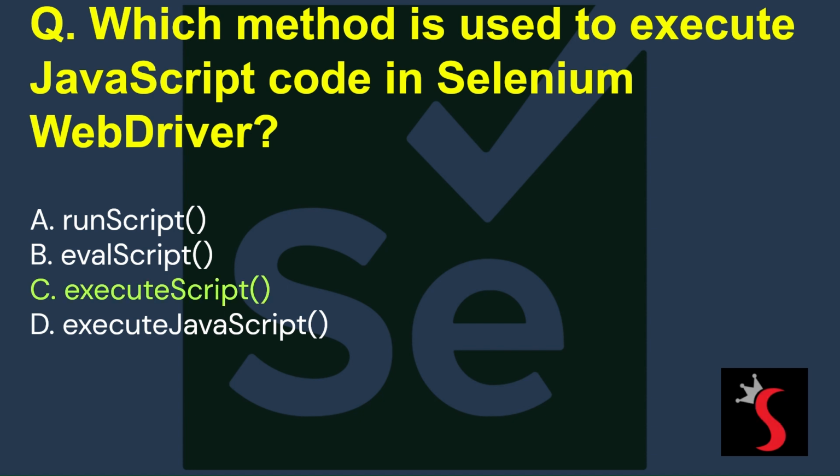And correct answer is option C. Execute script. JavaScript Executor is an interface that provides a mechanism to execute JavaScript through Selenium driver. It provides execute script and execute async script methods to run JavaScript in the context of the currently selected frame or window.